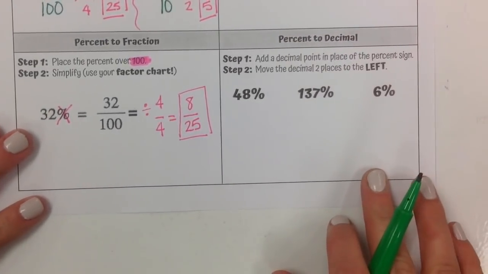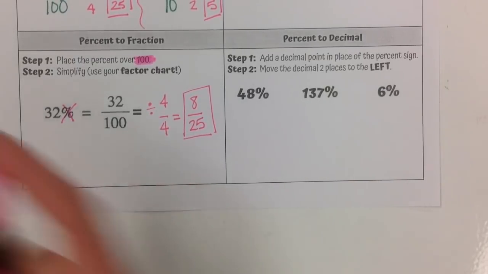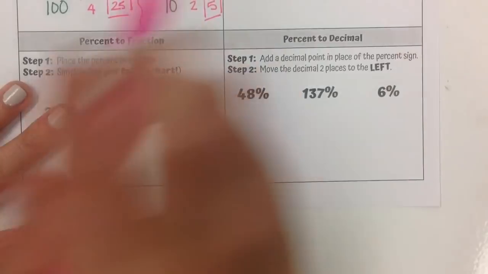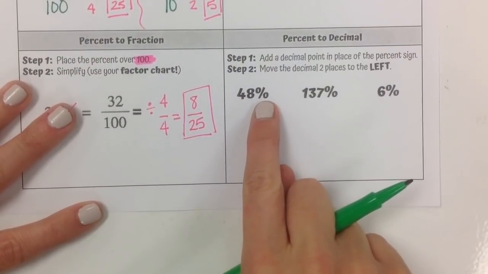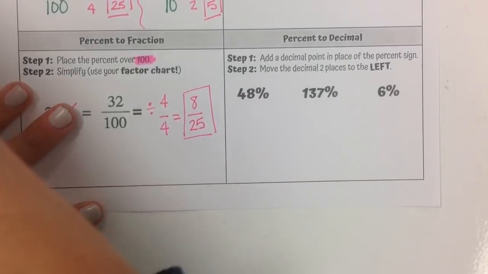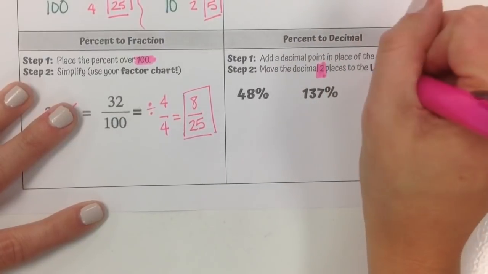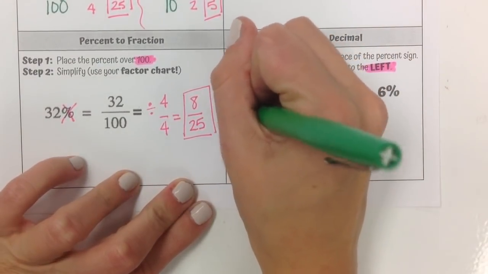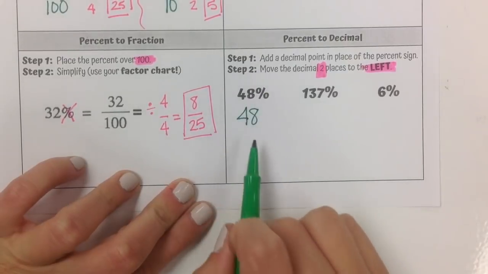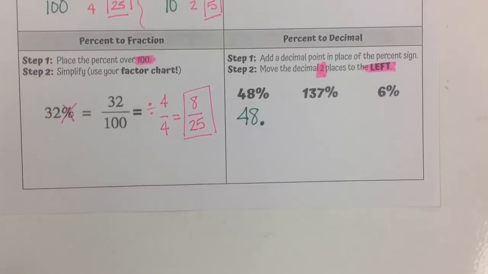And then the last, percent to decimal, it's very similar to decimal to percent. We're just doing it in the opposite direction. So first, we are ignoring our percent sign and adding a decimal point to where that goes. And then where it moves in the opposite is we're going to go 2 decimal places this time to the left instead of the right. So what I'm going to do is I'm going to rewrite this as 48, and I'm going to put a decimal point where the percent sign is.